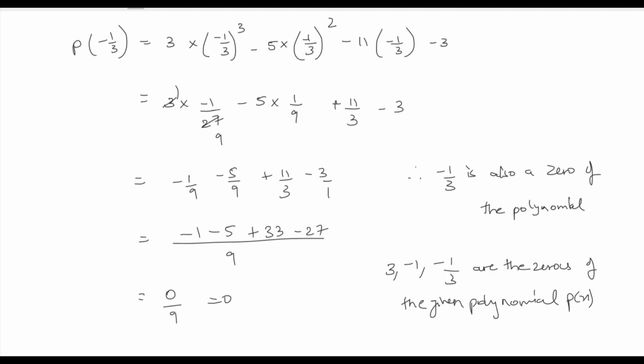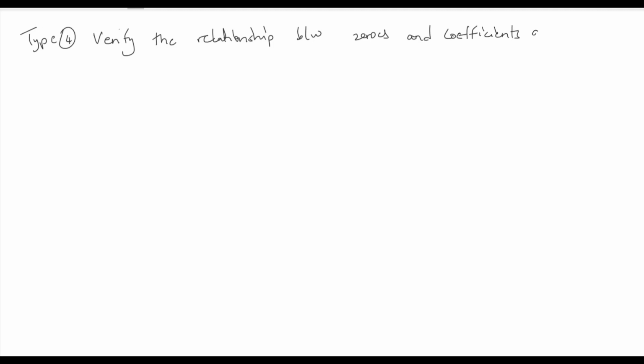P of x. In the type 4 problem, we will verify the relationship between zeros and coefficients of a cubic polynomial. So let's take an example of a cubic polynomial P of x, which is given as 3x cube minus 5x square minus 11x minus 3. So we have to verify the zeros and coefficient.